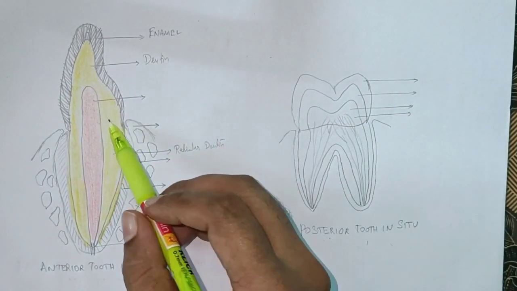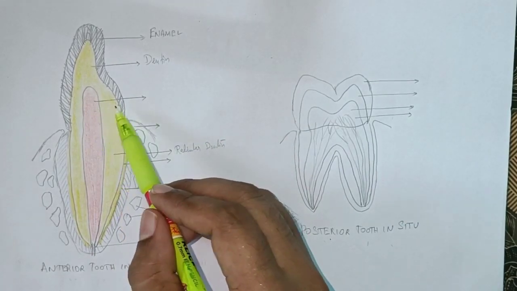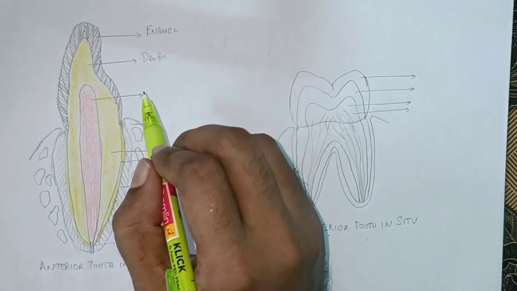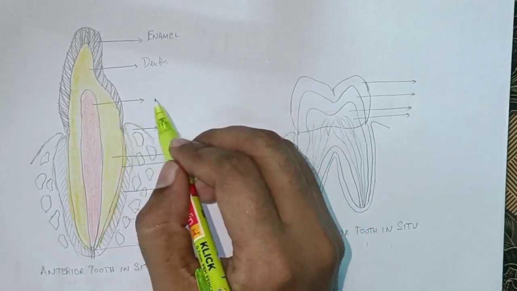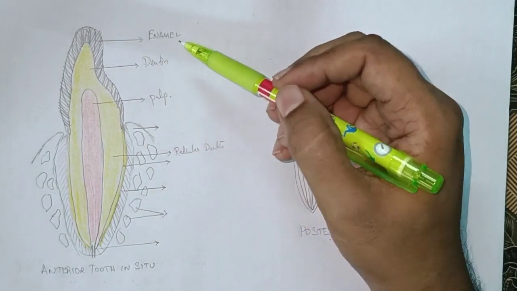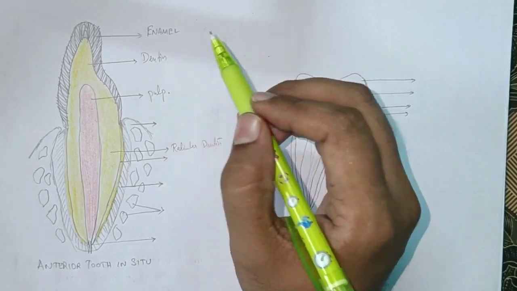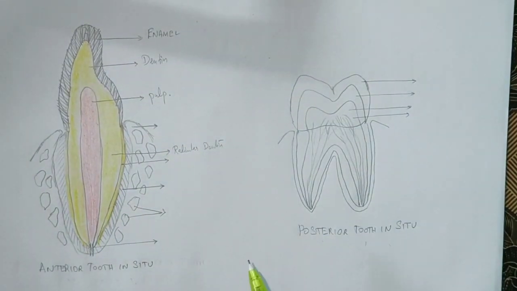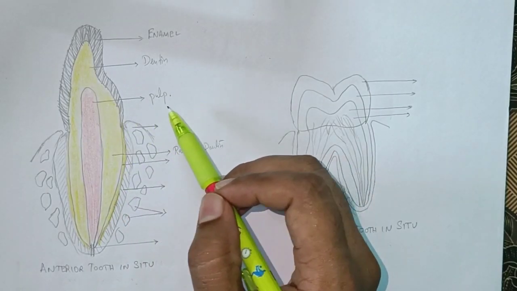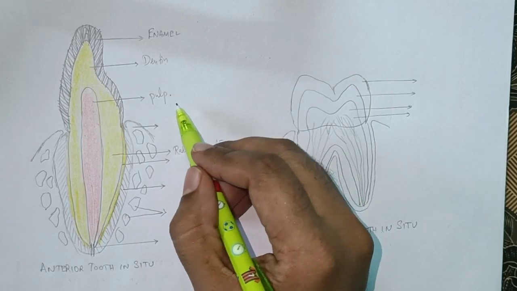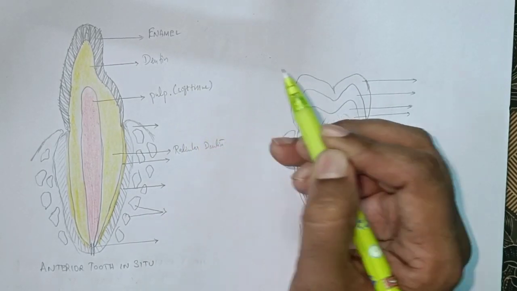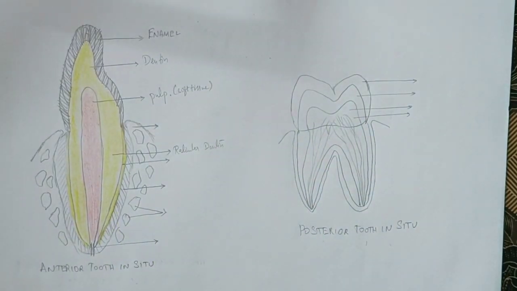Next will be your pulp or the pulp chamber, where your pulp tissue will be present. Pulp is the soft tissue of the natural tooth. These two are hard tissues, that is enamel and dentin, and subsequently it is embedded with the pulp chamber. The pulp tissue is seen within the pulp chamber, that is your soft tissue component of the tooth. Both anterior and posterior teeth show it.